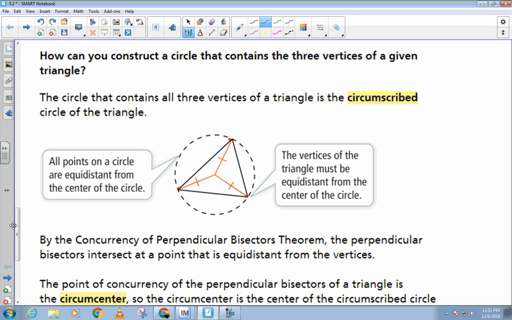Okay, it's called a circumscribed circle. And all points on the circle are equidistant from the center of the circle. What's that segment called? From the center to the circle, what's that called? Right, the radius. And all the radii in a circle are always equal. So, the vertices of the triangle must be equidistant from the center of the circle.